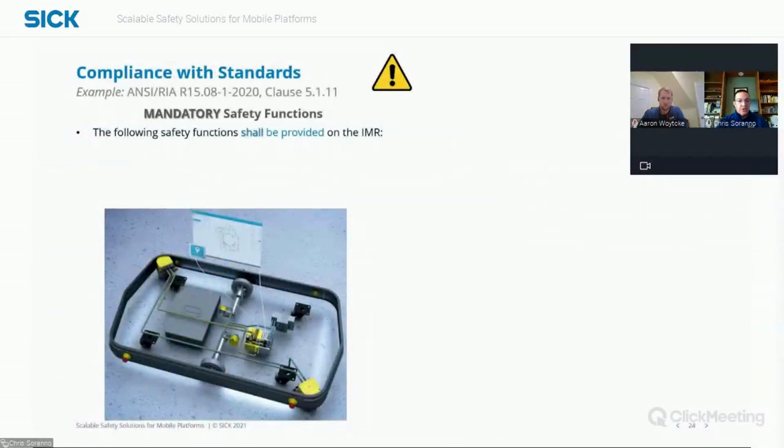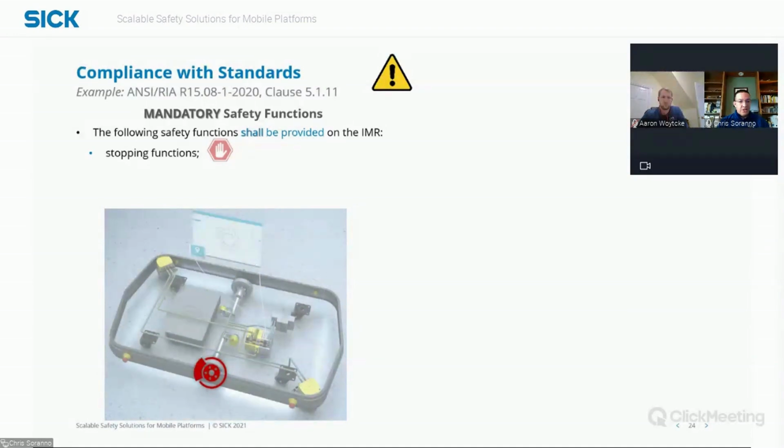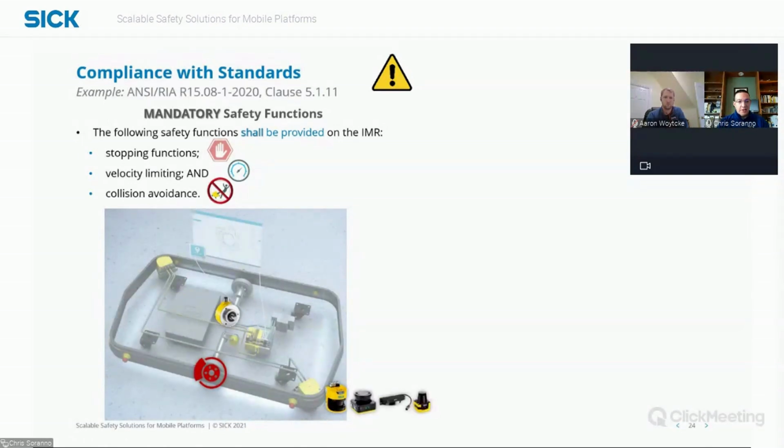So if we jump then to an example of a mobile platform standard. Here I'm looking at the new ANSI RIA R15.08 standard for industrial mobile robots. Here we see that there's mandatory safety functions. At a minimum, each industrial mobile robot has to have a stopping function, so the braking function. It has to have velocity limiting, as we discussed previously. It needs to have some type of collision avoidance, typically done with some type of sensing technology. And of course, there's many types out there. All of these tie into the safety control system, so it's safety-related parts of the control system, and we need to have it meet the minimum performance requirements based on the risk assessment.